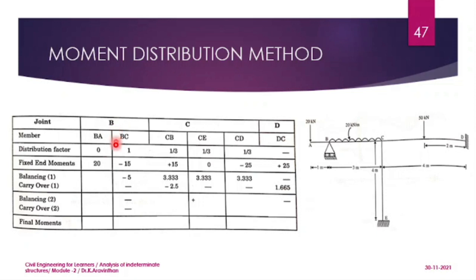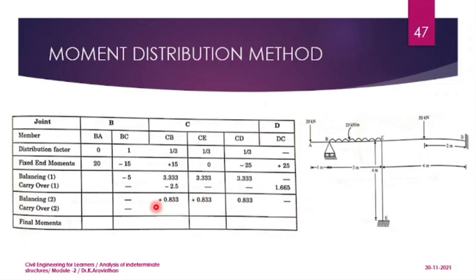After doing this, you will be having a moment of what? At joint B, you are not having any moment. At joint C, you are having minus 2.5. So this has to be balanced. How will you balance this? Plus 2.5. So this is minus 2.5, make it plus 2.5 and multiply by 1 by 3. So 2.5 into 1 by 3 will be 0.833. So you will be getting all 3 answers the same, 0.833.